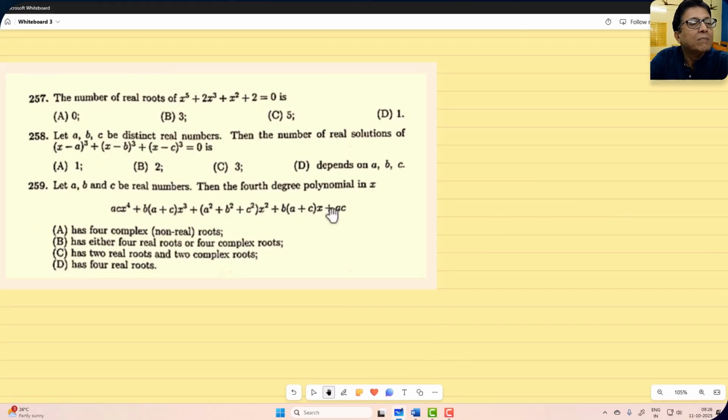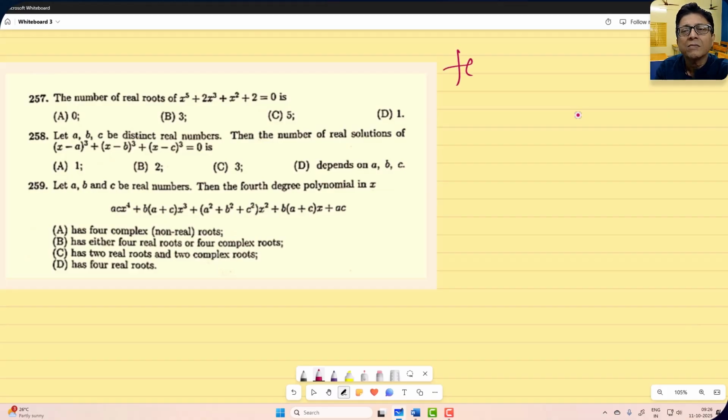This problem 257, number of real roots is what? 0, 3, 5, 1. They did not ask you to find the roots. They asked you just a simple question: how many real roots are there? This sum I would like to solve with the help of Descartes' rule of signs. Methods are there. You can use derivative, real root, all those things. Real root concept by Newton's formula. Just Descartes' rule of signs will be enough, I think.